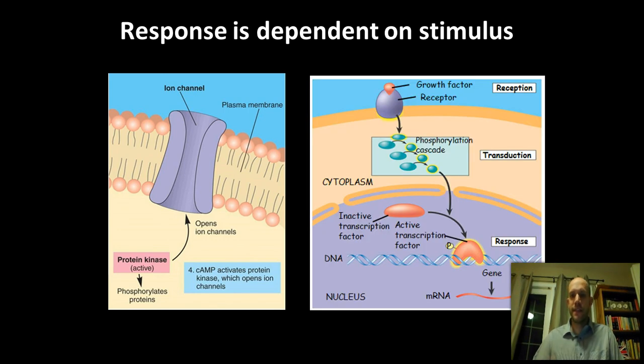Nice example is, say, a growth factor could be detected by a receptor. We get a phosphorylation cascade that results in an inactive transcription factor being turned into an active transcription factor. And the response is the transcription of a particular gene, producing the mRNA and protein that is required by that growth factor. So you can think of this as like a computing event. Okay, we've got our input, we have our output. And the calculation that takes place in between is determined by the specific receptors and the specific cascade of events that takes place.